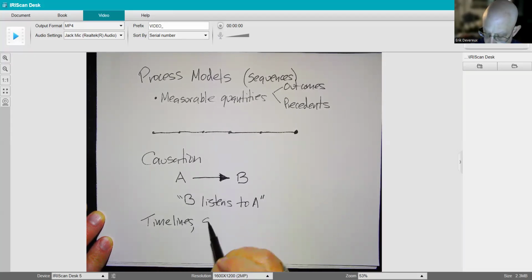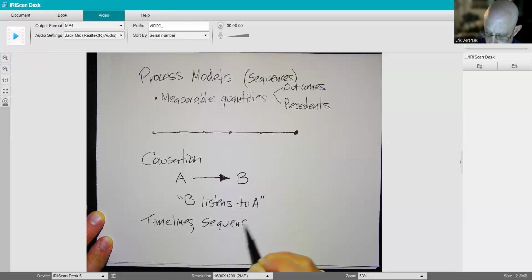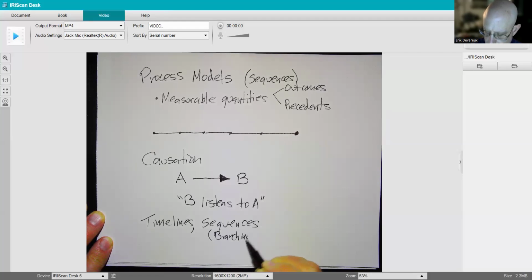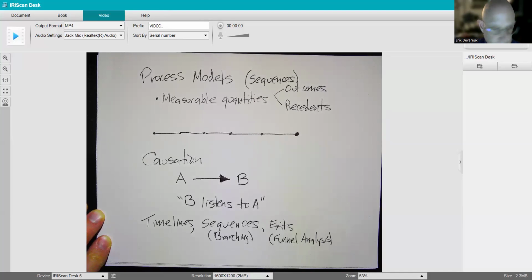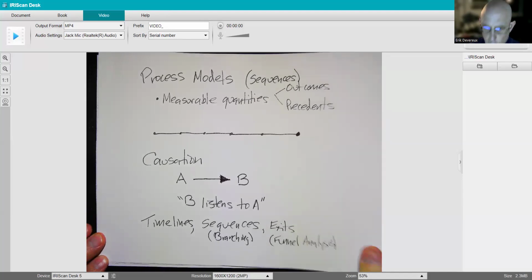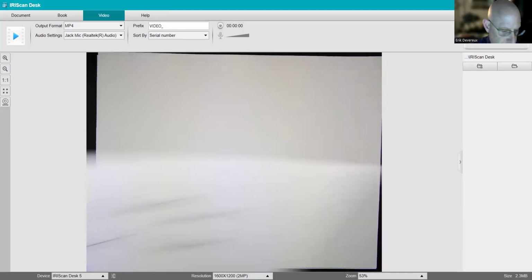more complicated sequences than timelines. Actually, these are really branching sequences. And lastly, exit models, which are sometimes also called funnel analysis. And we'll go through these really quickly here in this introductory video, and I'll go over some examples with you in the time allowed. Okay, let's start with a timeline.